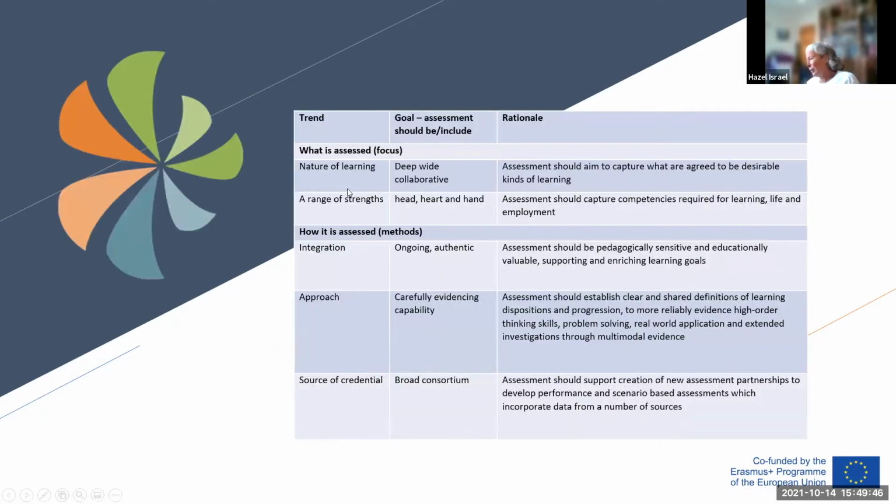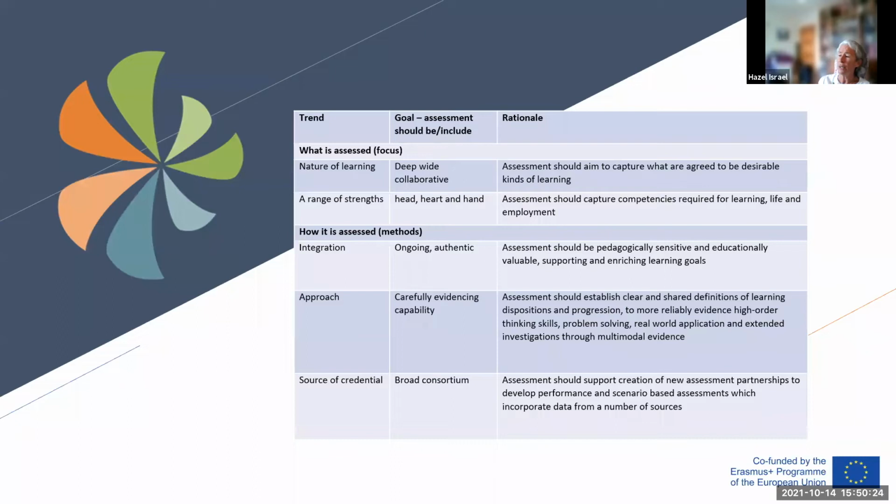So in terms of what's assessed, then this is changing. The nature of learning is changing. Whereas traditionally subjects were assessed in separate and discrete assessments, now the nature of learning is much deeper and wider and more collaborative. So assessment should aim to capture what are agreed to be desirable kinds of learning. If we think learning is more successful when learners learn together, then we want to be able to capture that learning together in our assessments.